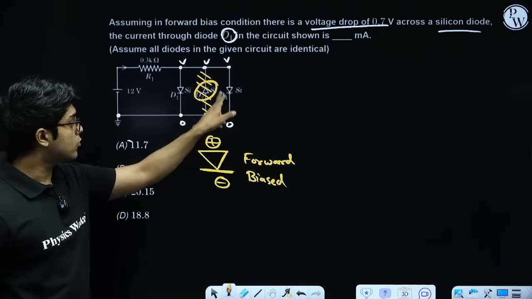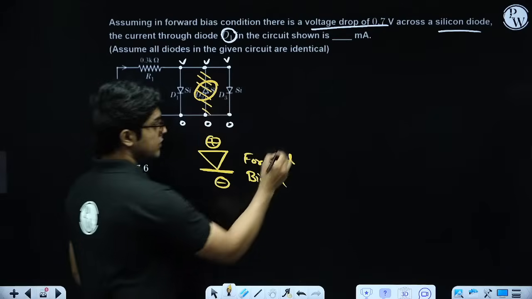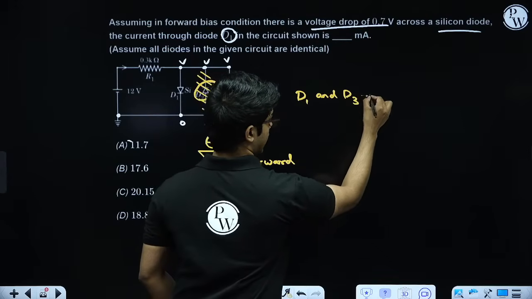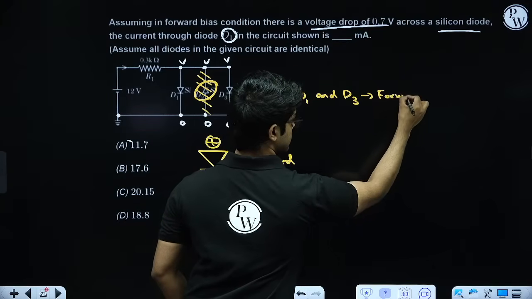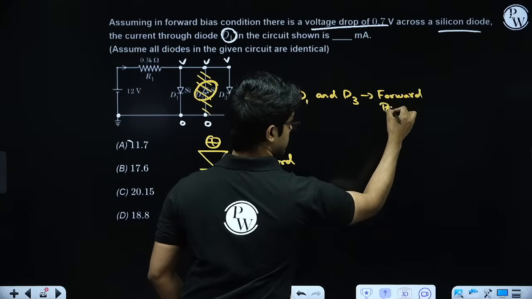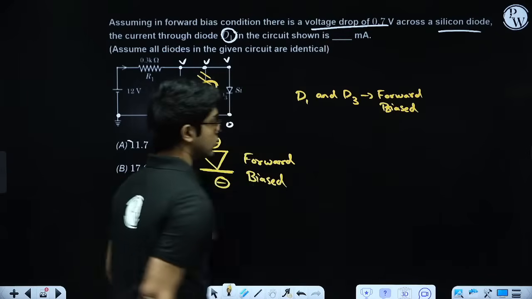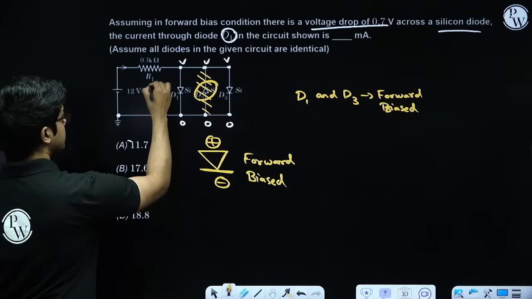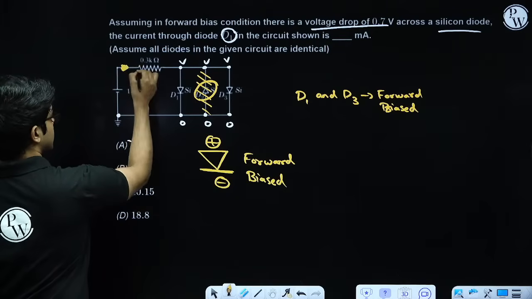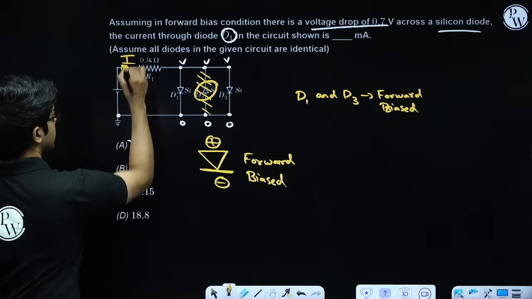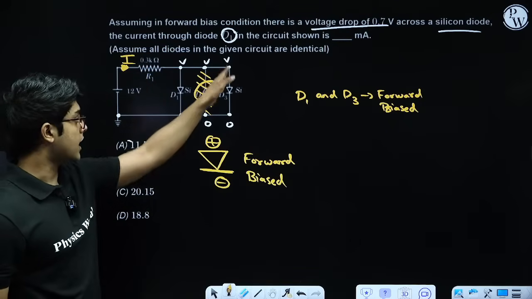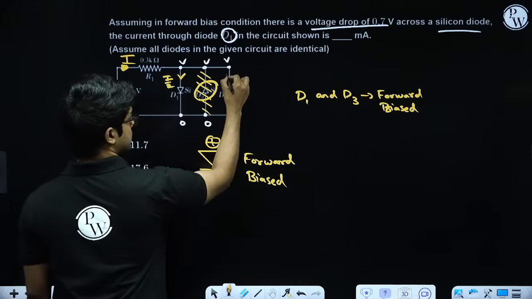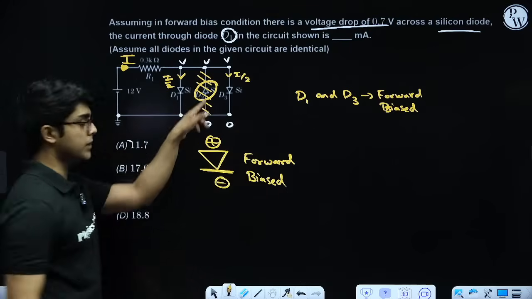Similarly, D3 is also in forward bias. So D1 and D3 are forward biased, and there will be a current flow through either of them. Now we'll just have to apply KVL. Let's say the total current through this branch is some I. Because these two branches are identical, this I will split as I by 2. There won't be any current in the middle branch.